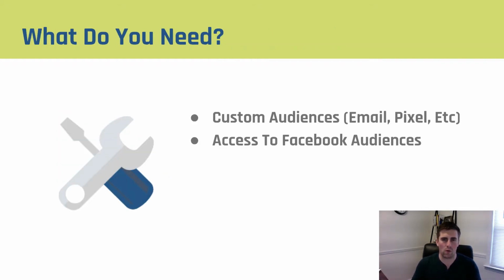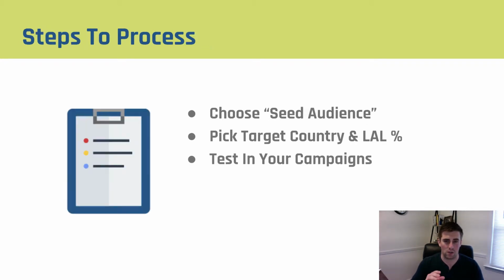So what do you need in order to make lookalike audiences? Well, first you got to have your custom audiences built, and second, you have to have access to those Facebook audiences. So sometimes when you're managing a person's account, you can see their audiences but can't actually utilize them. Just make sure that you've got advertiser account permissions so you can go through and create new audiences for them. So the steps of the process, you're going to choose whichever custom audience you want to be the seed audience. You're going to pick the target country and the lookalike percentage, and then you're going to go through and test it with your campaigns. So let's head over to Facebook and I'll show you how to do this.